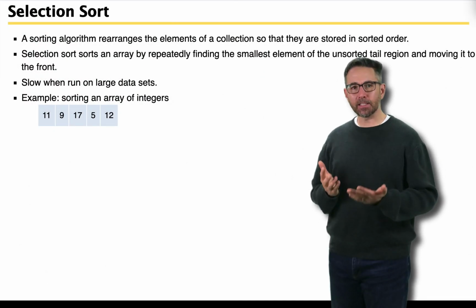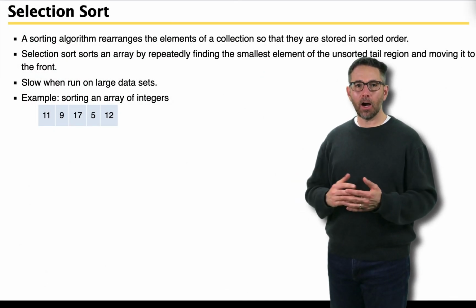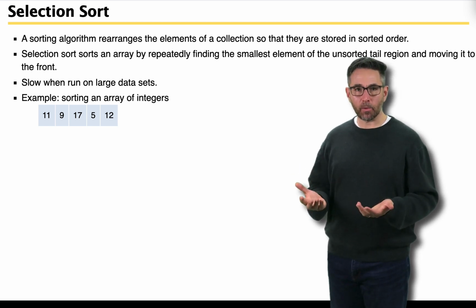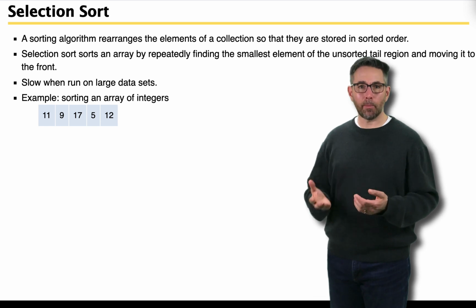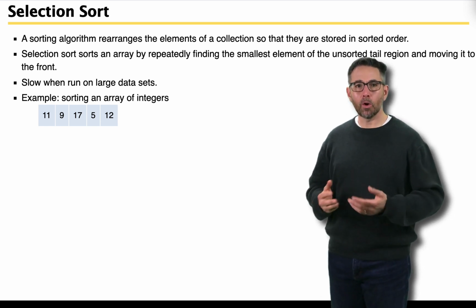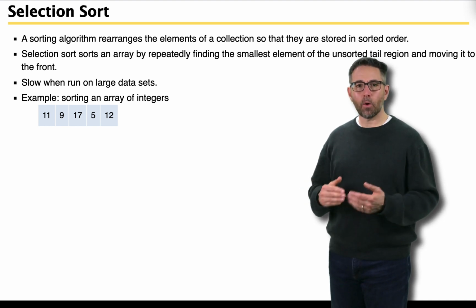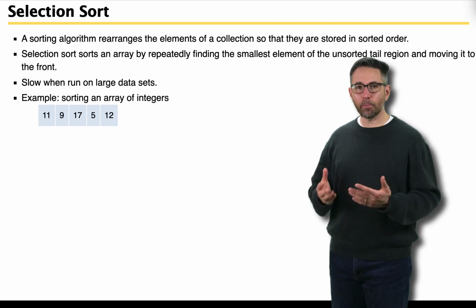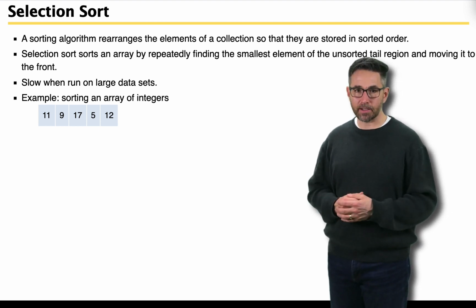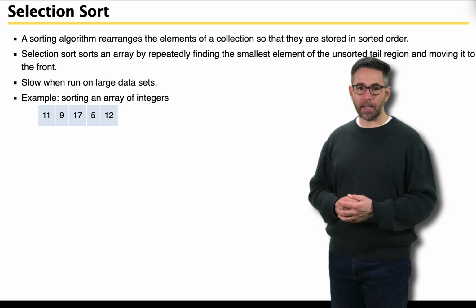Okay, let's talk about selection sort. There are a lot of different sorting algorithms. They all have names that reflect the way in which they work. You might have heard of other ones like insertion sort, bubble sort, quick sort, merge sort, or radix sort. There are a lot of different kinds of sorting algorithms that work in different ways and have different performance characteristics under different situations. Selection sort is one particular algorithm that I'd like us to take a look at.